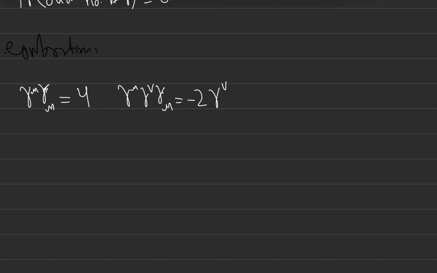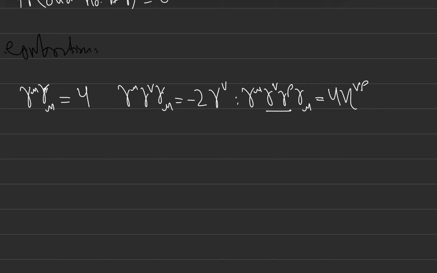Okay, and if you do that with 4 matrices, let's say we have gamma mu, gamma nu, gamma rho, gamma mu. So what I'm doing is sandwiching 2 matrices between the duals. Then what you get is the Minkowski metric.